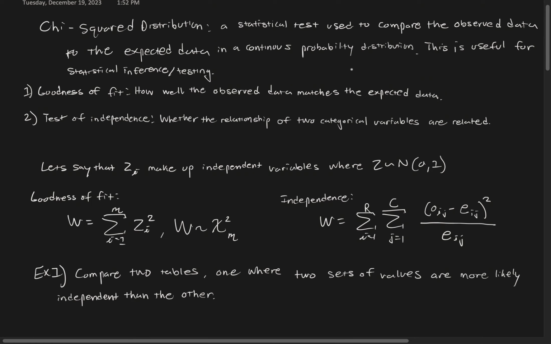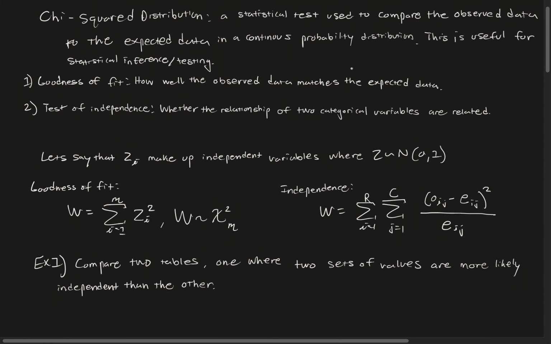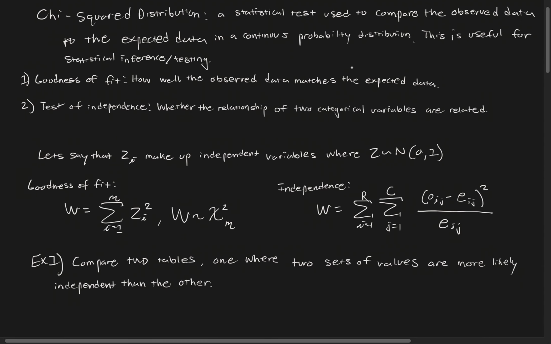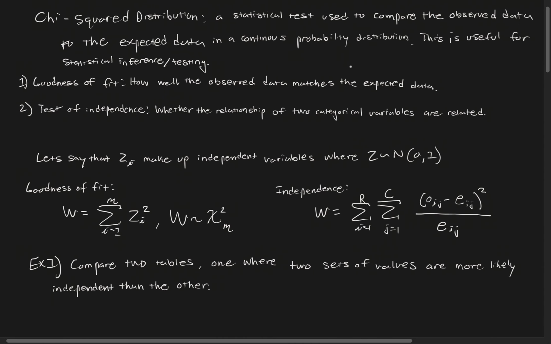So the chi-square distribution has two main purposes. We're either trying to find the goodness of fit, which means how well the observed data matches the expected data, or the test of independence. If we have two categorical variables, we want to see if they are independent from each other or not, so whether one of the data sets has any impact on the other.